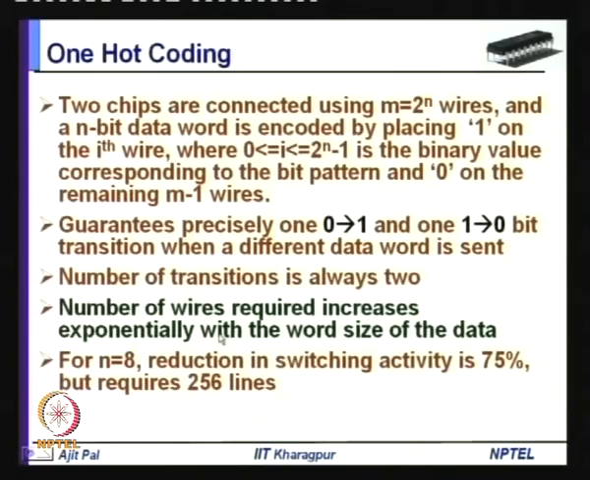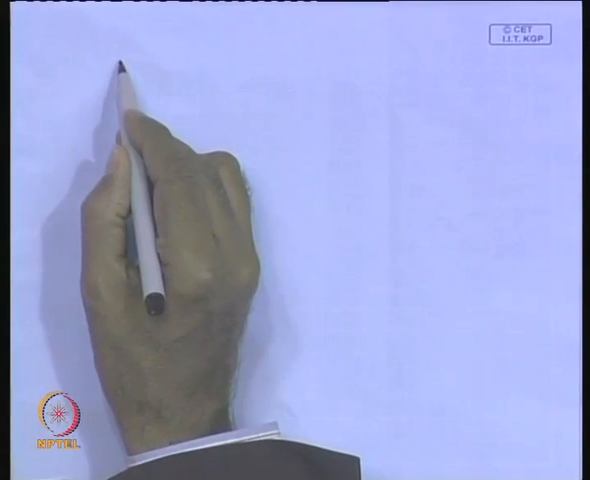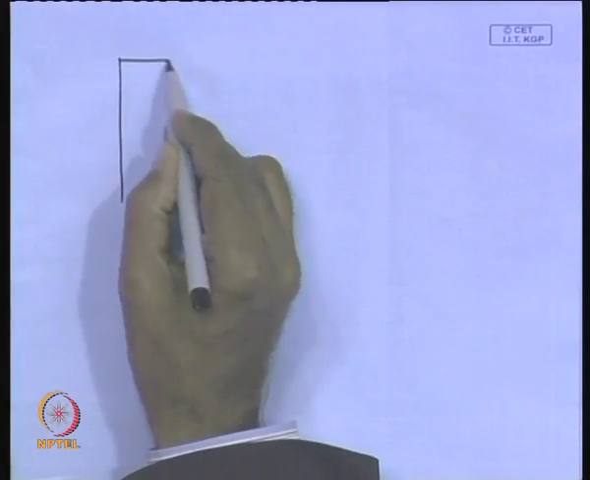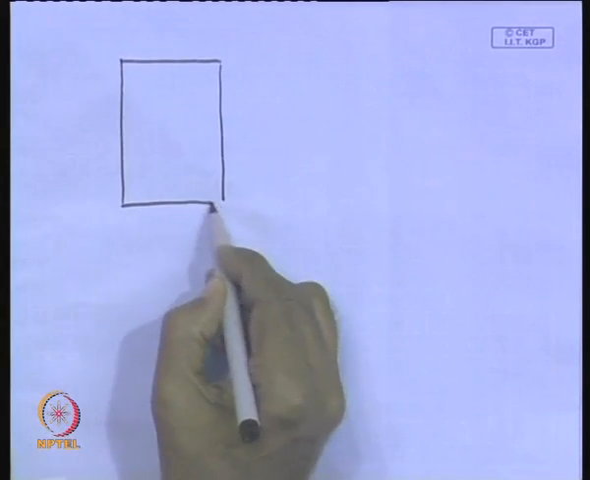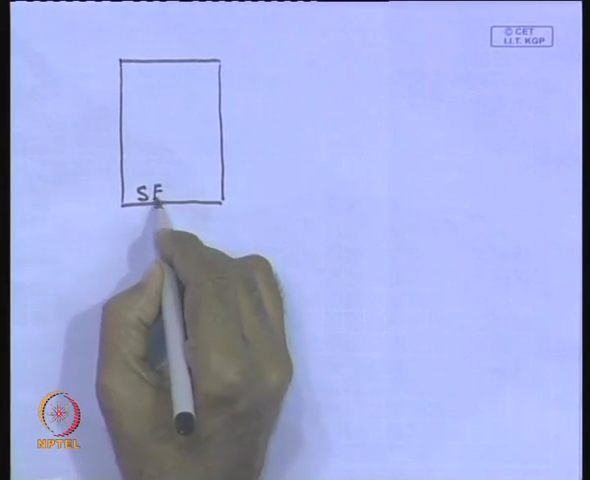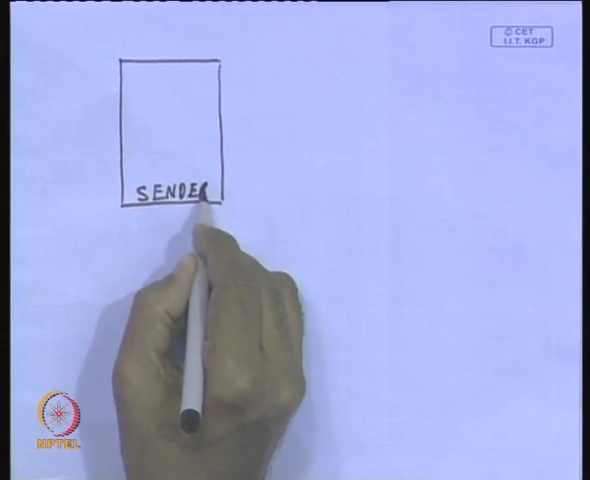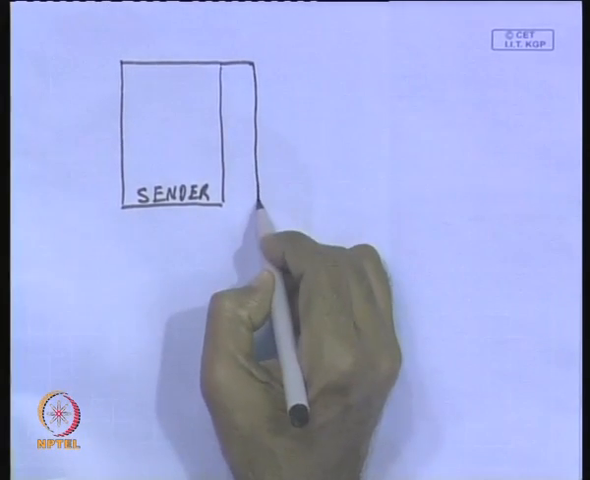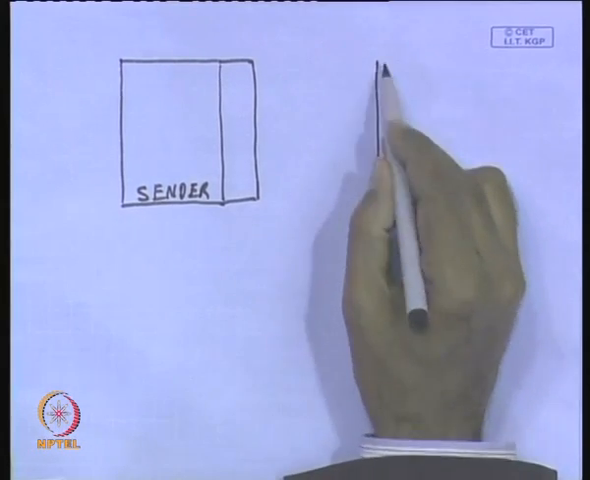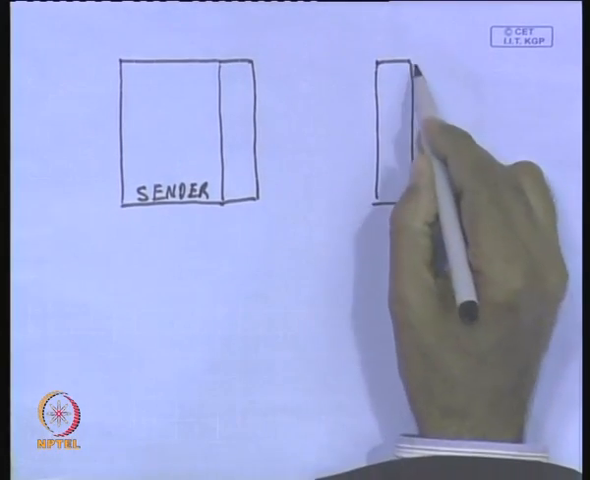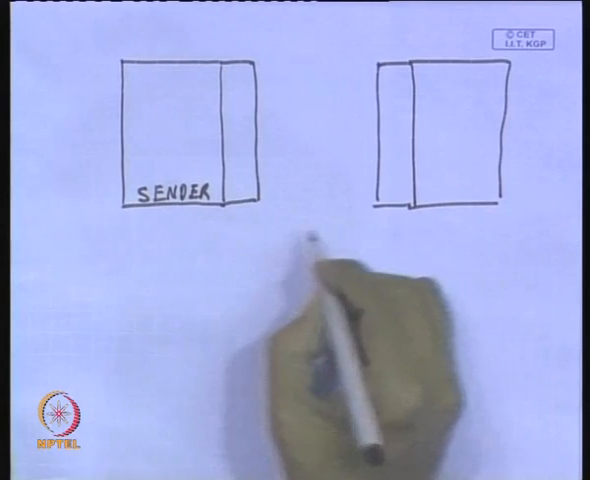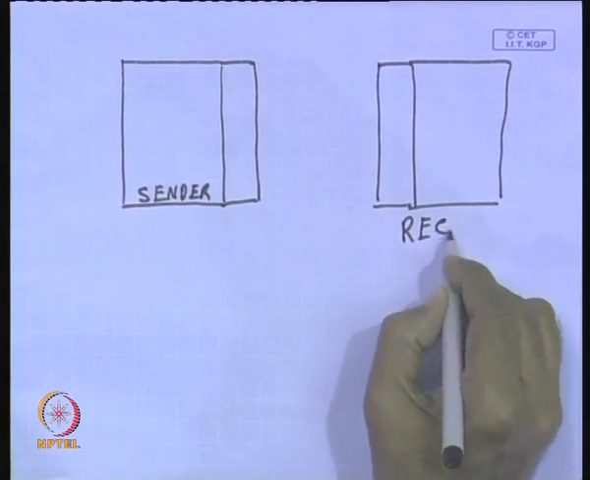Now, we shall consider another very interesting code, that is one hot coding. In this particular case, you have one particular device, maybe a sender, then you are doing encoding, and here you have a decoder, and you have your receiver. So, this is your receiver.